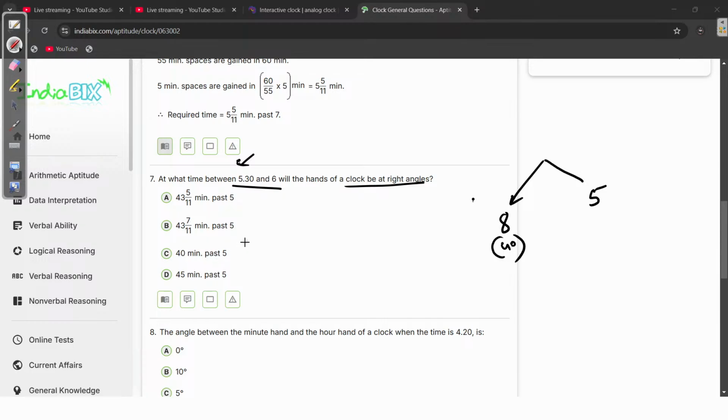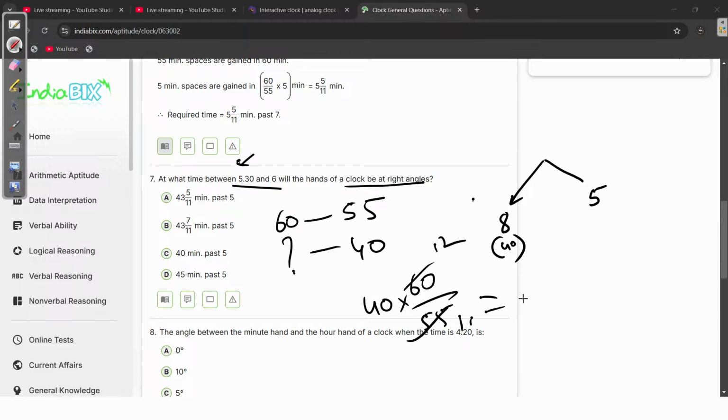Now write this statement. 60 equal to, you are getting only 55. How many minutes are there? 40. So what is the actual answer? 40 into 60 by 55, that is 12 by 11. 480 by 11. 4 11s are 44, 40. 3 11s are 33, 7 by 11. So your answer should be 43 7 by 11 after 5 o'clock.